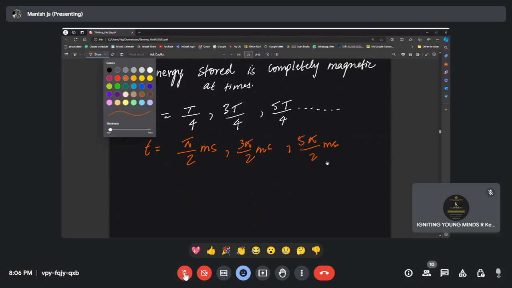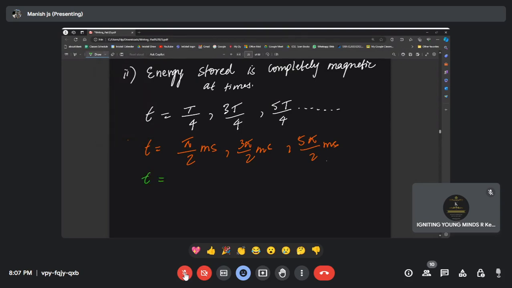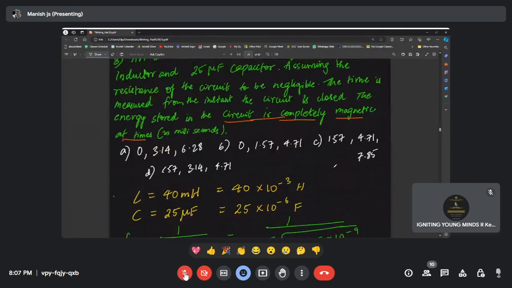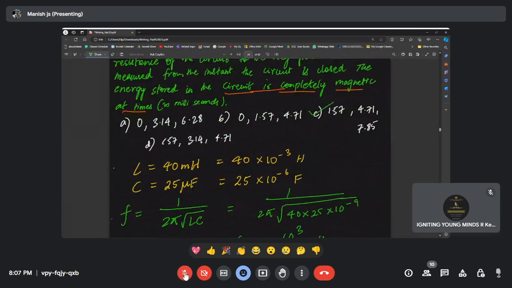Now you will have to convert this to decimals, because the options are given in terms of decimals. So pi by 2 in decimals is 1.57 milliseconds. 3 pi by 2 is 4.71 milliseconds. 5 pi by 2 would be 7.85 milliseconds. So these are the answers: 1.57, 4.71, and 7.85. So the answer is option C.